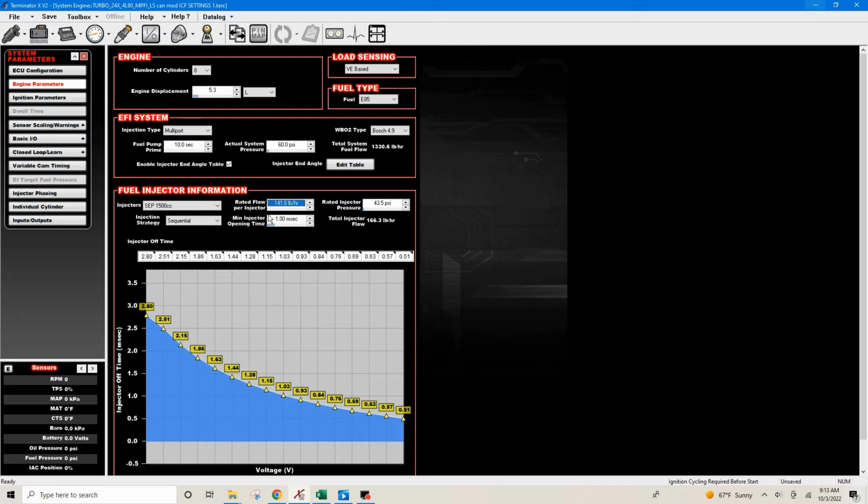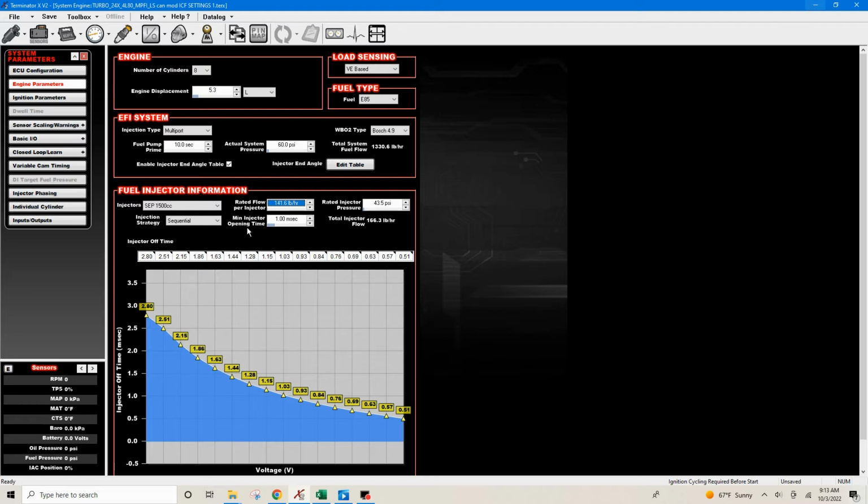I'm not going to get into any discussions on what any of this stuff is. If you want to figure that stuff out, like your injector off times, minimum, your rated flow per injector, your injector pressures, your actual system pressure, you can Google search any of these labels that are in the software, and you can find the information. This is just intended to show how we can input the information.